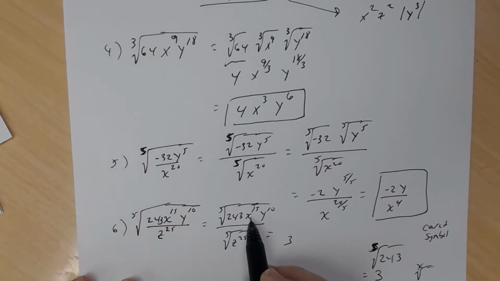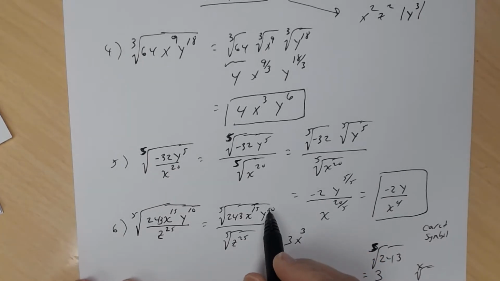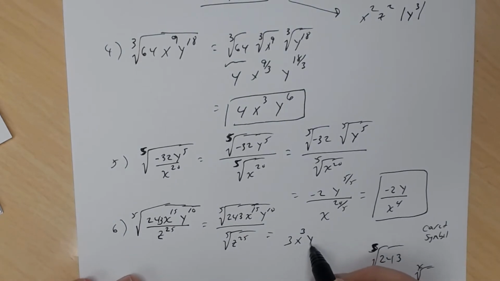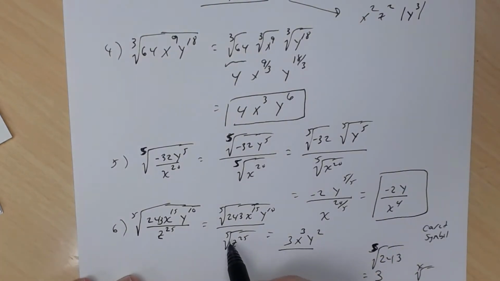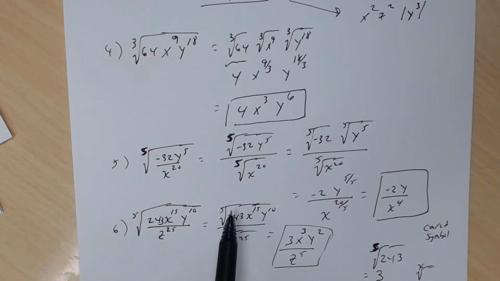And then the fifth root of x to the 15th, so remember 15 divided by 5 is 3, so that's x cubed. And then 10 divided by 5 is 2, so you get y squared. Over. And then here, 25 divided by 5 is 5, so that's z to the 5th. All right, so notice I went from here to the answer very quickly.